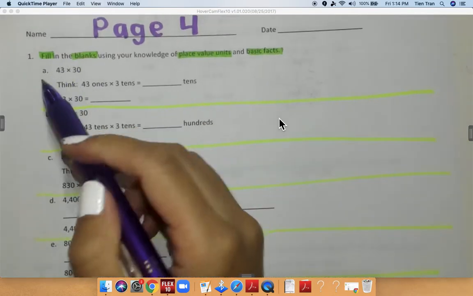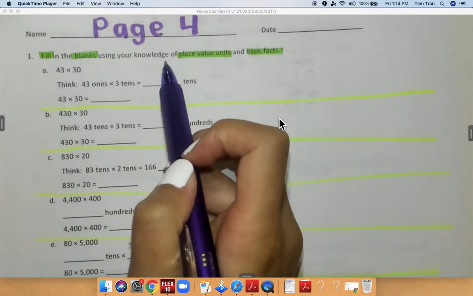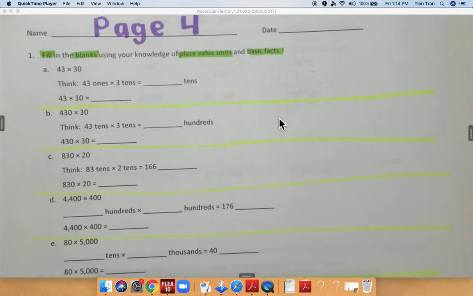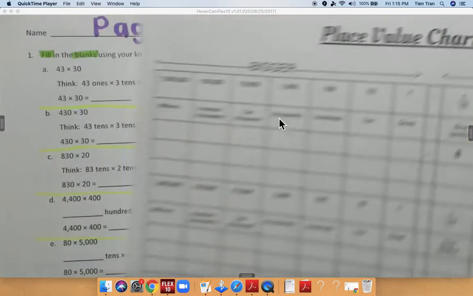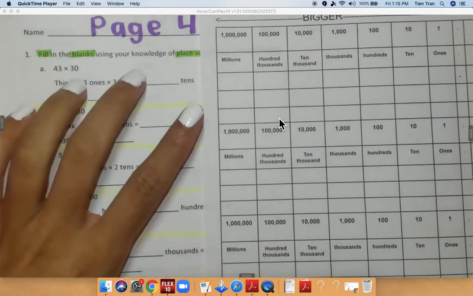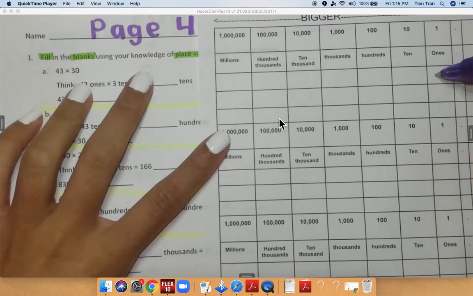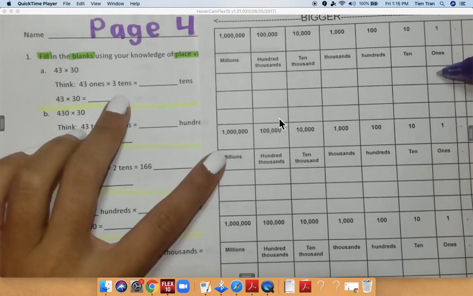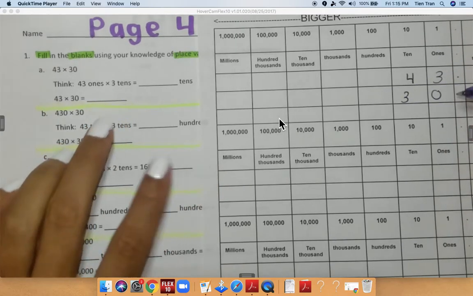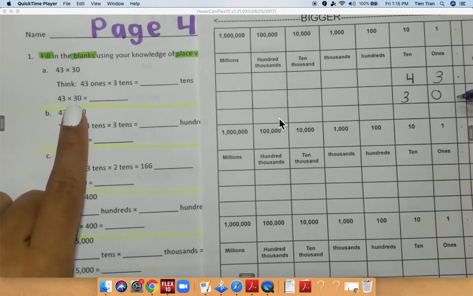So the first problem asks you to fill in the blanks using your knowledge of place value units and basic facts. So if you need to pull out your place value chart or to draw it out, then definitely do that, okay? So the first one asks me to think 43 ones. So I'm going to make sure I put 43 ones. But remember, I can't fit 2 numbers in my ones place, so I'm going to move my 4 to my tens place, and then I have 3 tens, which shows me this, 43 times 30, right?